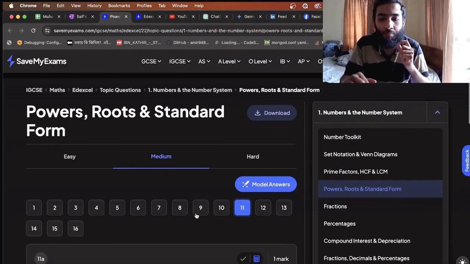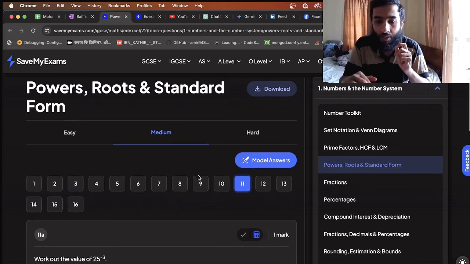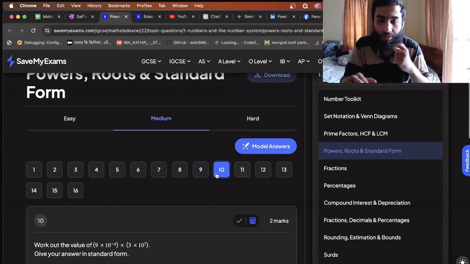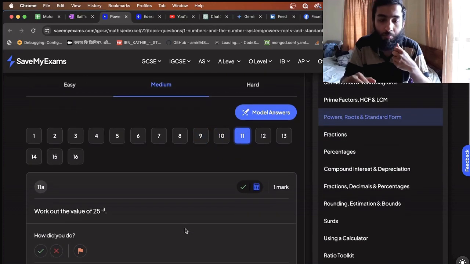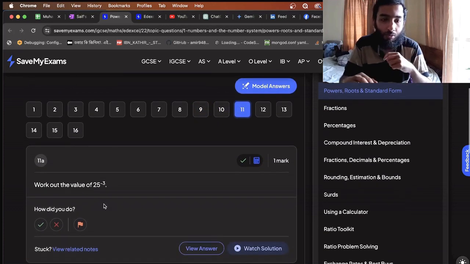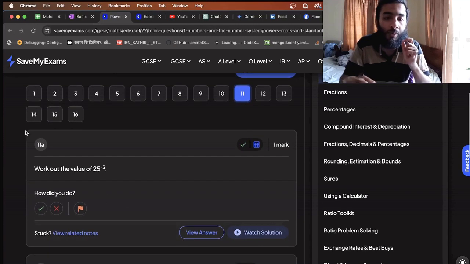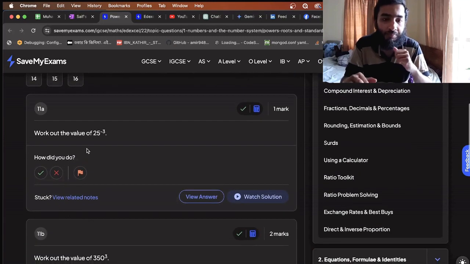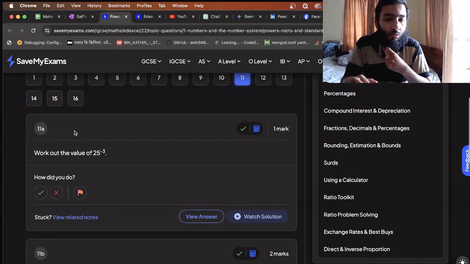Problems 9 and 10 in the medium category of powers, roots and standard form are very similar to 8, so I'll skip those and go straight to problem number 11. Problem 11 has two parts, 11a and 11b. Let's read 11a. It says work out the value of 25 to the power minus 3.